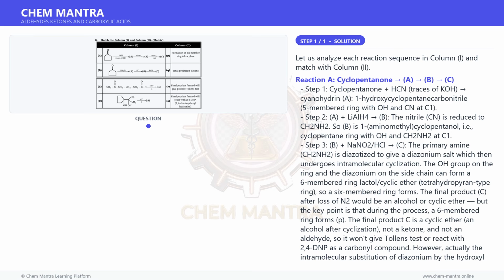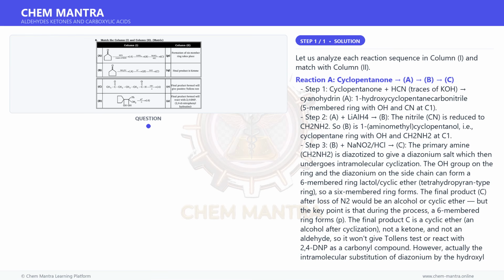Step 2, A plus LiAlH4 gives B. The nitrile, CN, is reduced to CH2NH2. So, B is 1-aminomethylcyclopentanol, i.e., a cyclopentane ring with OH and CH2NH2 at C1. Step 3, B plus NaNO2, HCl gives C.